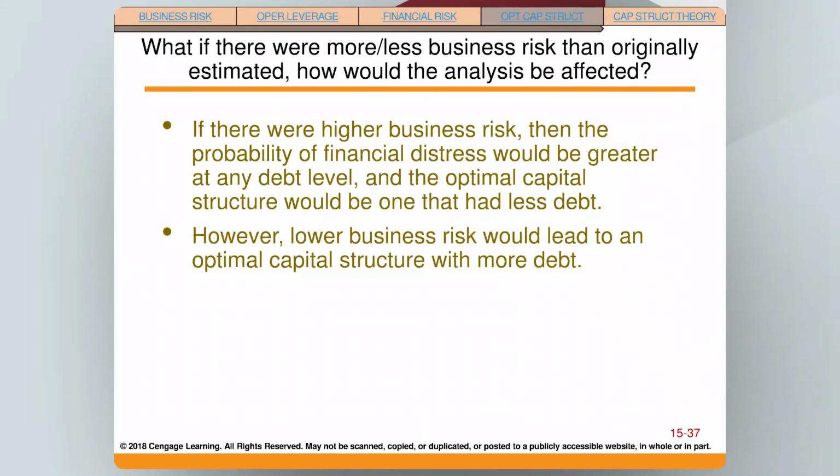Next naman, no? What if there are more or less business risk than originally estimated? How would the analysis be affected? So, if there were higher business risk, then the probability of financial distress would be greater at any level. Yes, and the optimal structure would be one that had less debt. Yes, kasi nga, very important also to consider the business risk involved or estimated. However, lower business risk would lead to an optimal capital structure with more debt. Alright, yan ha.